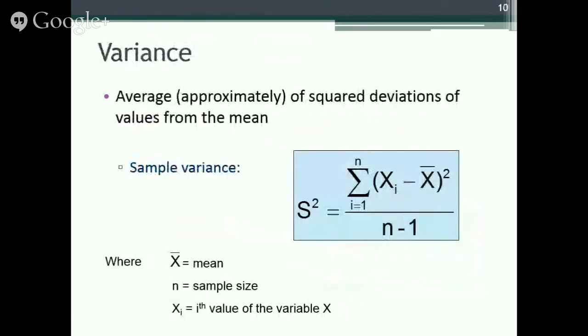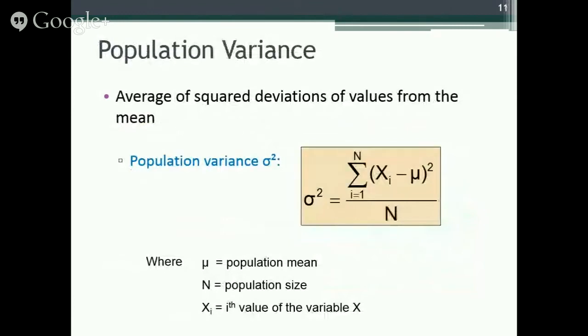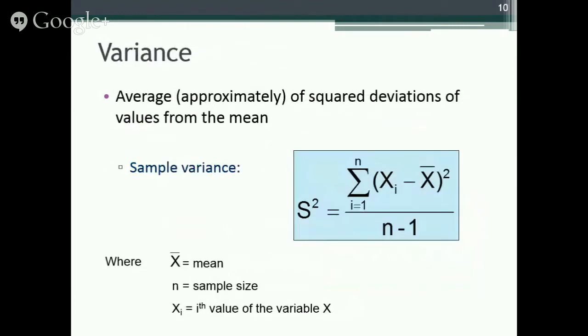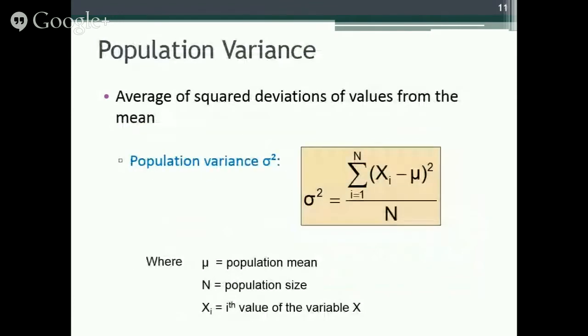So let me go back here. Again, you'll notice that these are squared, right? Population variance is sigma squared. This was S squared, right? This is the average of squared deviations of values from around the mean. Okay, that's great. This is a ton of information that we have when we use variance.